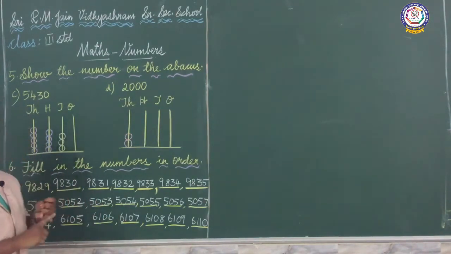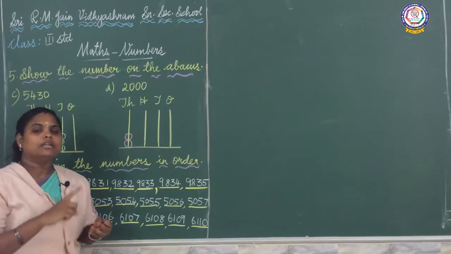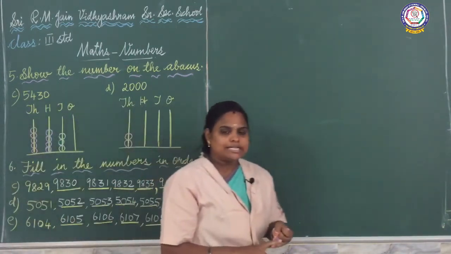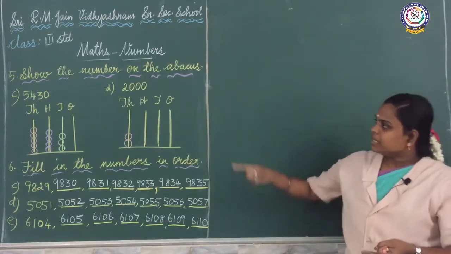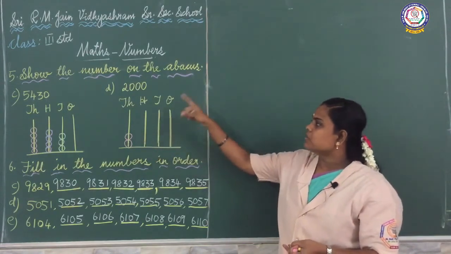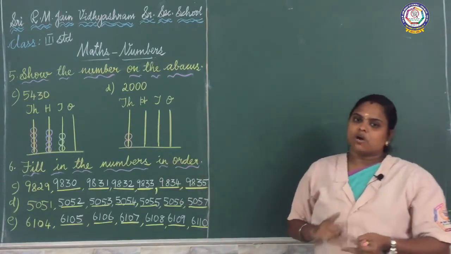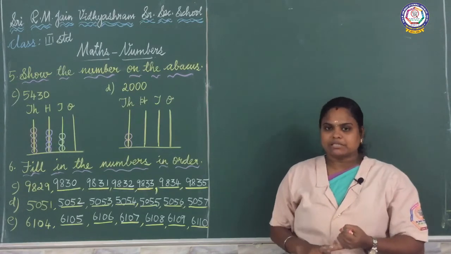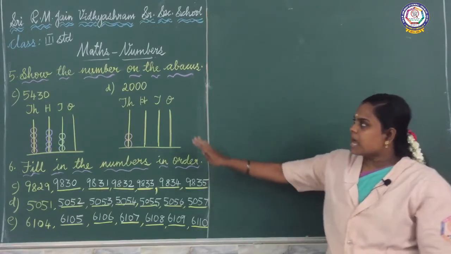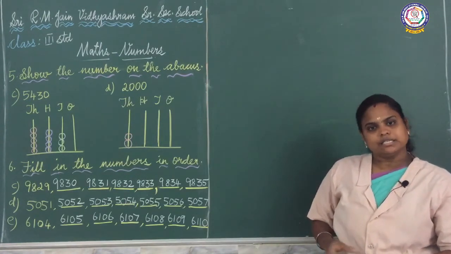What have we seen? Writing the number name, then writing the numerals, then showing the numbers on the abacus, then writing the numbers on the abacus, and then filling in the numbers in order. And we have seen thousands place value. So let us stop up to this exercise 1. Let us continue the next exercise in the next class.